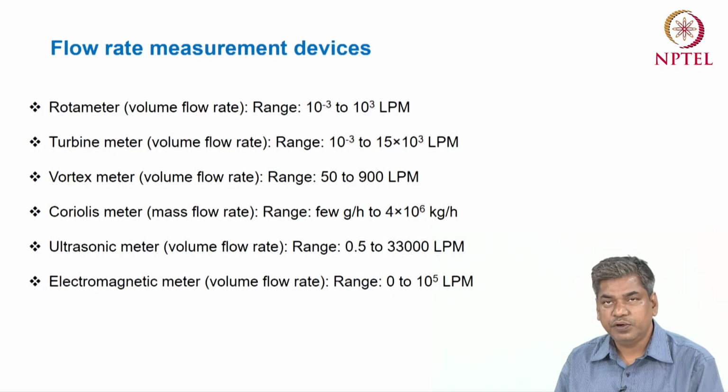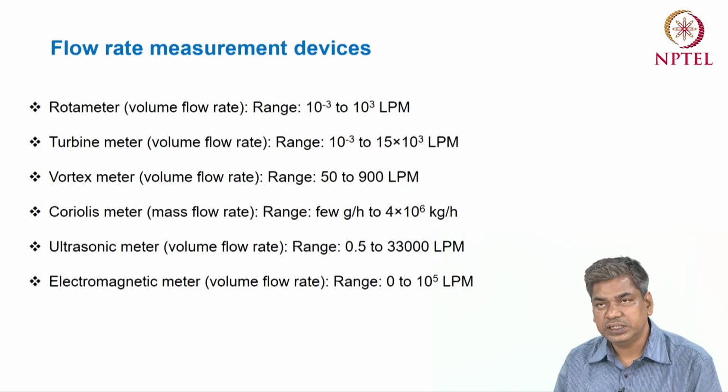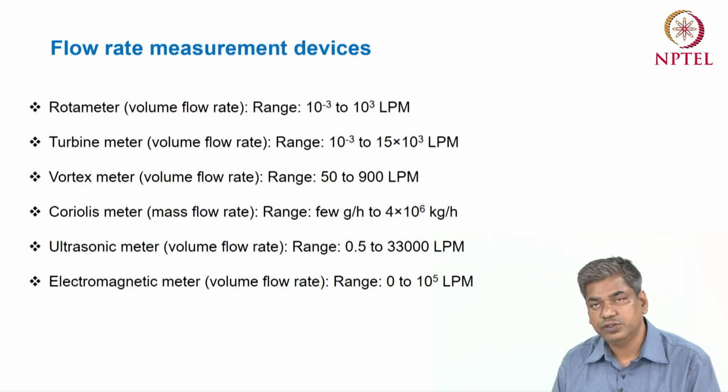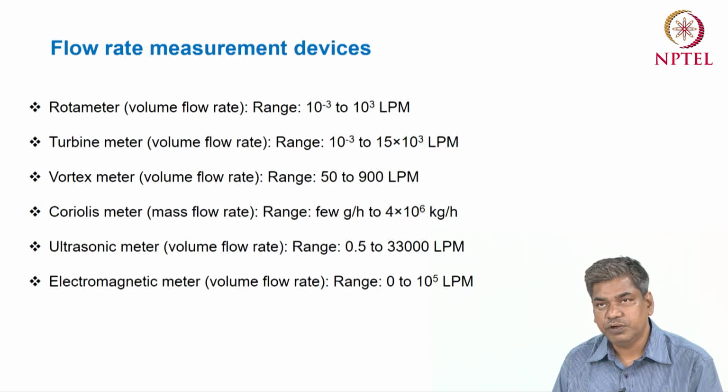Similarly, another type of device is called the turbine meter. This is also used to measure the flow rate, but for this case the range is slightly higher, 10 to the minus 3 to 15 into 10 to the power 3. So the turbine meter is preferably used for high volume flow rates. Then apart from this, we can use the vortex meter. For this case also we can measure the volume flow rate, and the range is from 50 to 900 LPM, liter per minute.